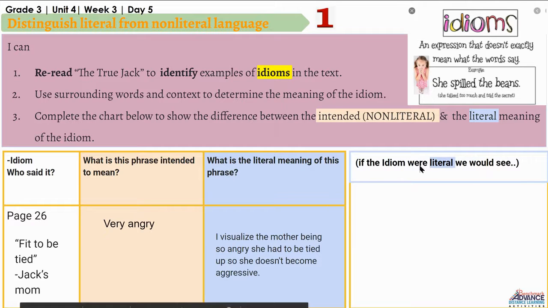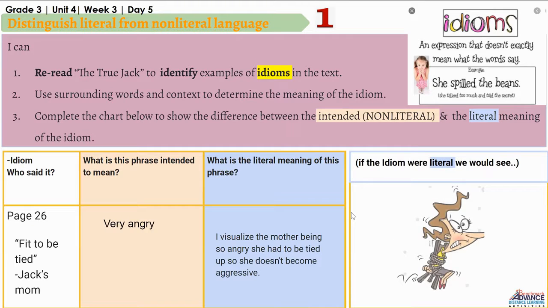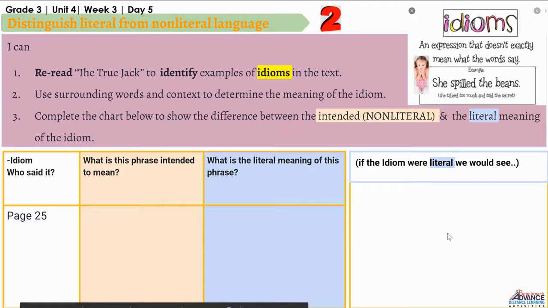Right next to it, where it says if the idiom were literal, we would see, you are going to get to incorporate a picture of what that would look like. If this were literal, I would see this right here: Jack's mom tied up because she is so angry at Jack that she needs to be tied in order for her to not go after him. That is what you're going to be doing in the next 2 slides.